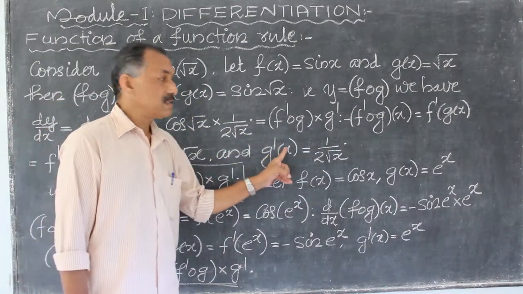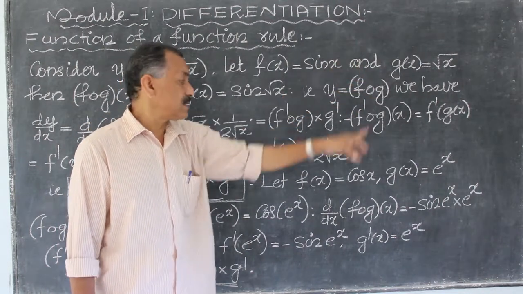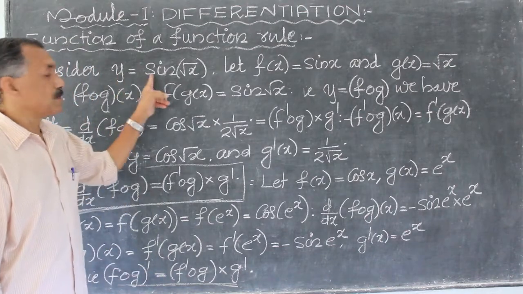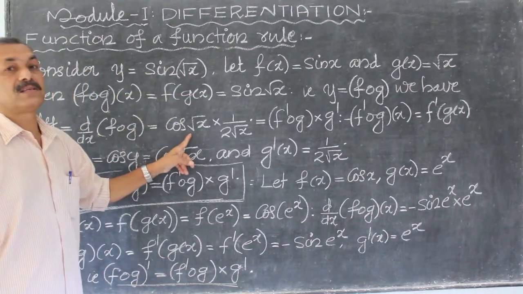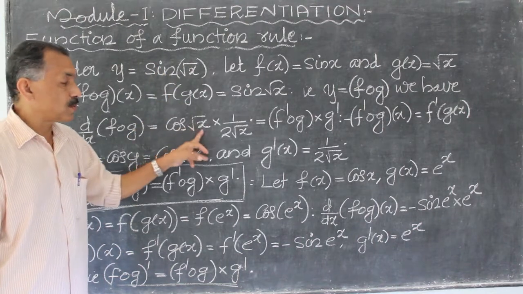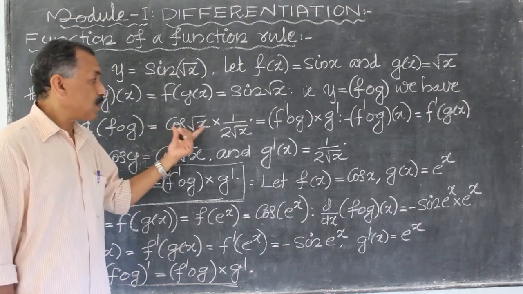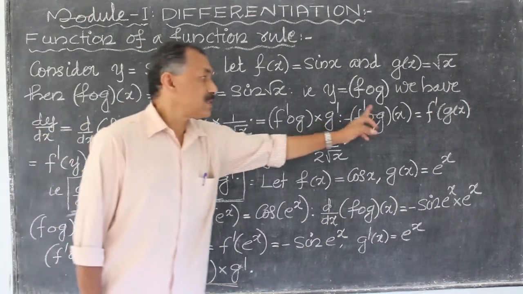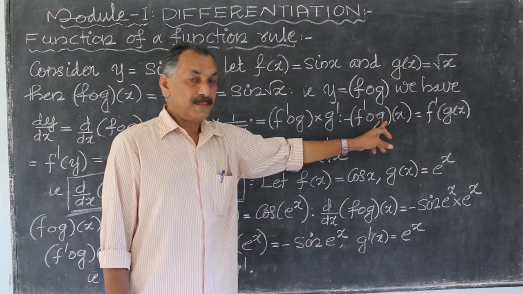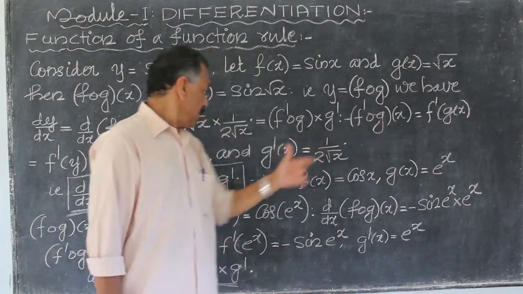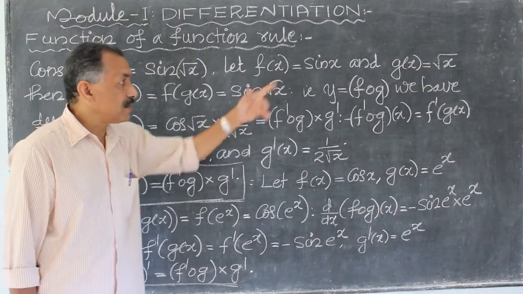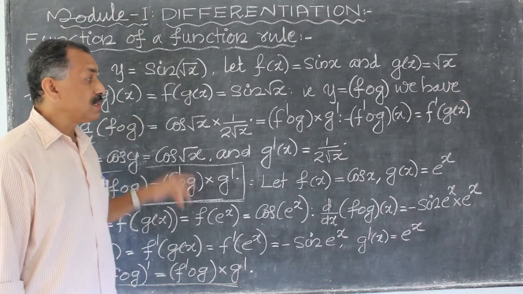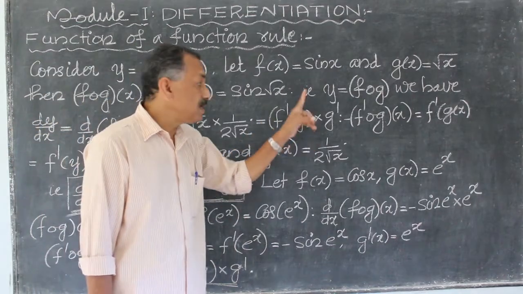And what is g dash x? g of x is equal to root x, then g dash x is equal to 1 by 2 root x. That is, if y is equal to sin root x, then dy by dx is equal to cos root x into 1 by 2 root x. What is cos root x? Cos root x is equal to f dash dot g. And f dash dot g into what is 1 by 2 root x? It is g dash. So the derivative of f dot g is equal to f dash dot g into g dash.